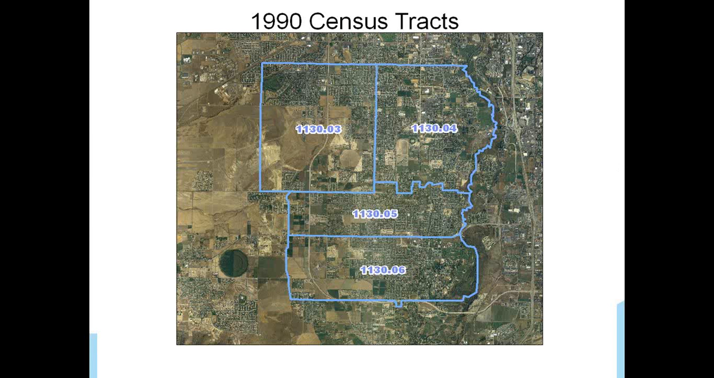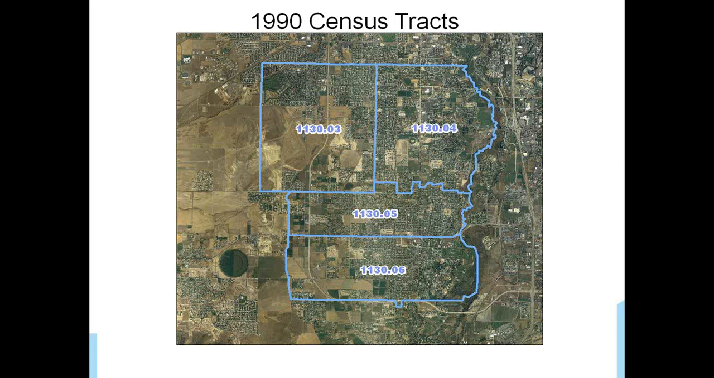Well, then 1990 comes along, and there's been more growth. And this is a real example. I doctored the image, but not the boundaries. So all of a sudden, we've had more growth in those two pieces, and we needed to further split them. Notice you won't see 1130.01 and 1130.02. Why? Different boundaries. That's right.